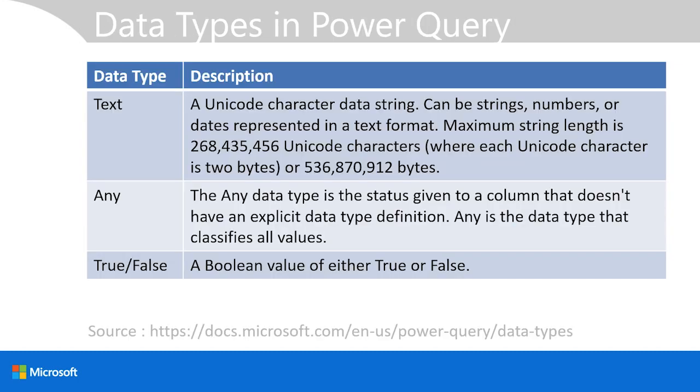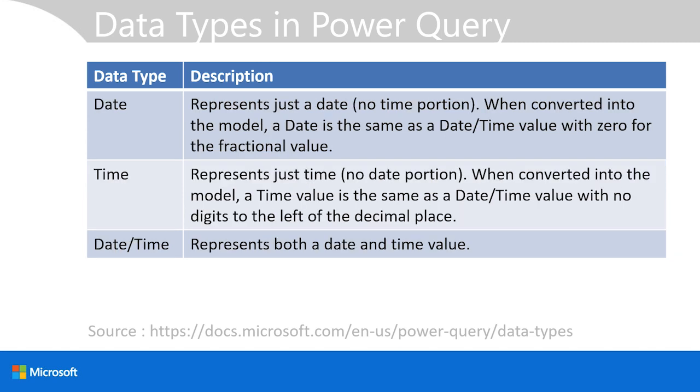Okay, so let's quickly go through the data types that are available in Power Query. So to start with, there is a text data type, which is a Unicode character string. We have the any data type, which is the status given to a column that doesn't have an explicit data type definition. And one thing that we want to do when we're going through our queries is make sure that any columns that have the any column data type are given an explicit data type. So it's up to you as the developer to go through and make sure that all of your columns get a proper data type.